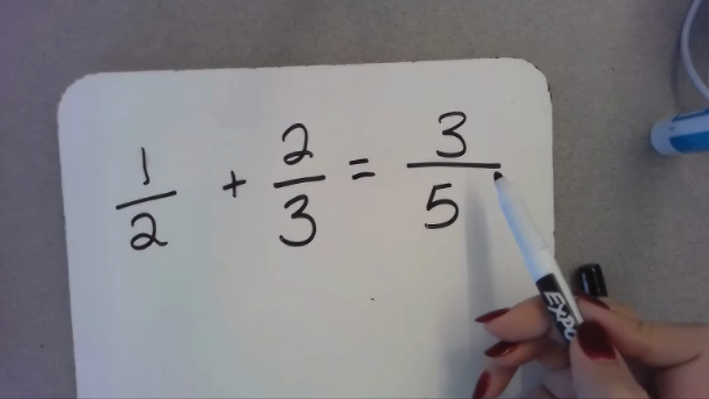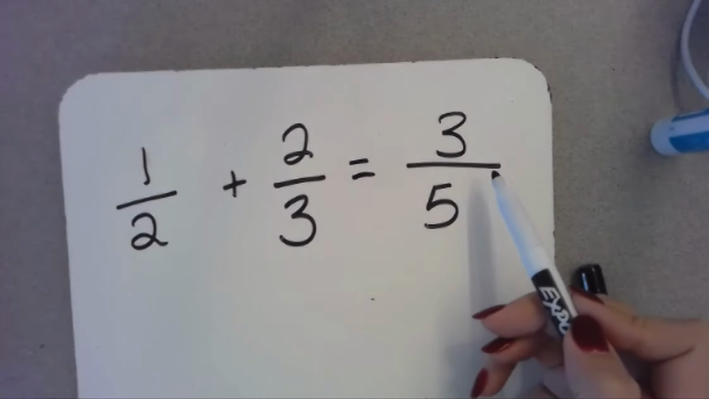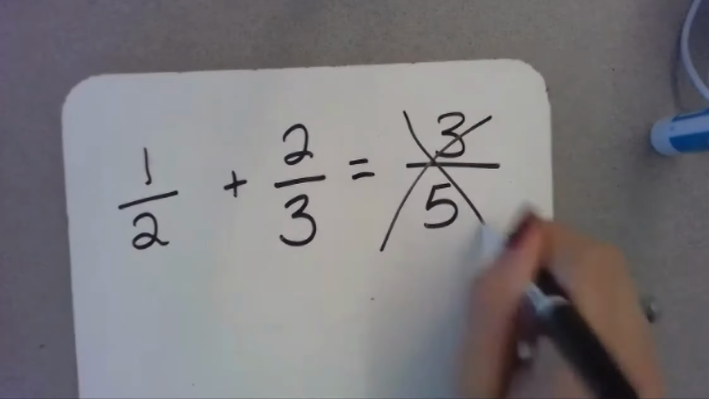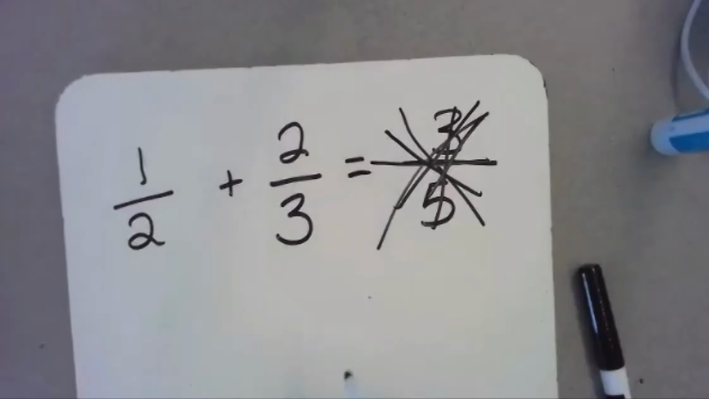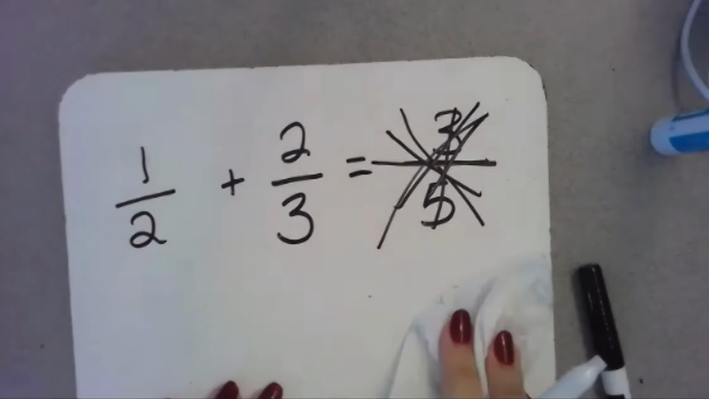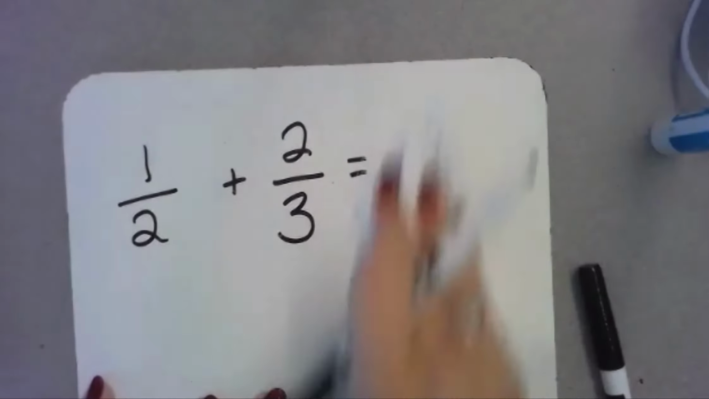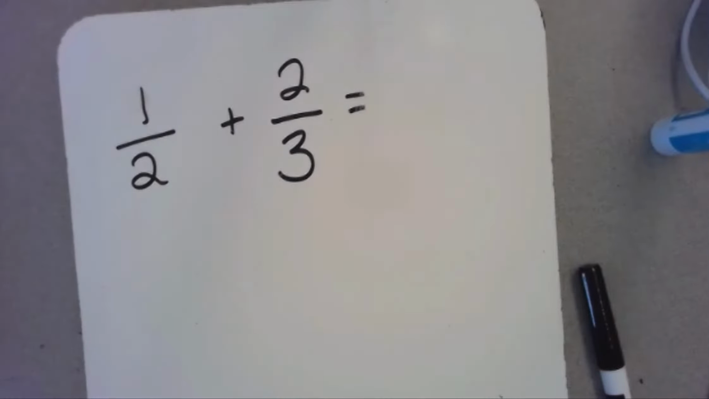I want to hear from everybody. Is this correct? Nope, you're correct. This is incorrect. Absolutely not. We need to get a common denominator. So let me show you what I mean by that. Okay. I'm gonna use a different color because it's that important.